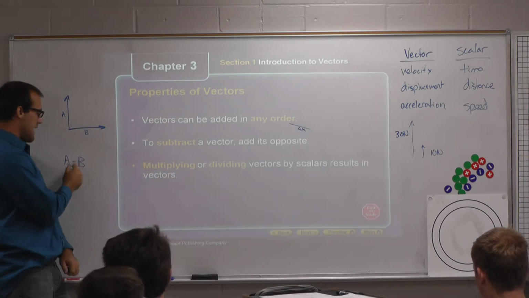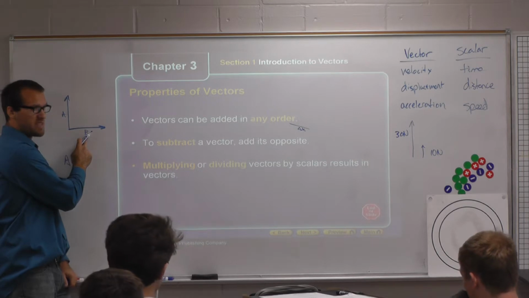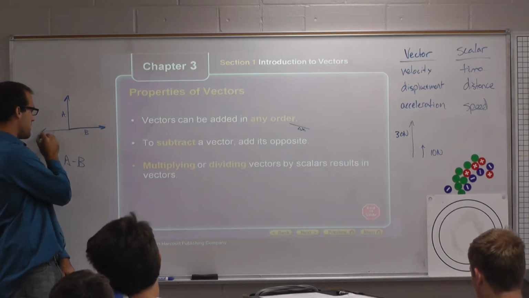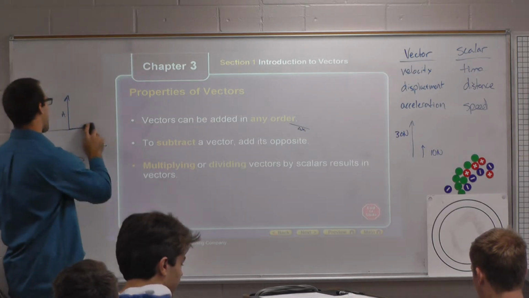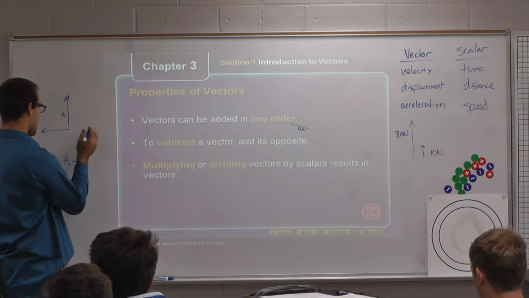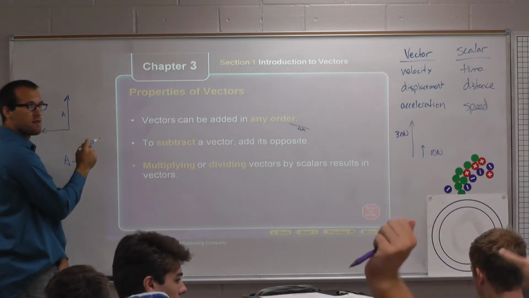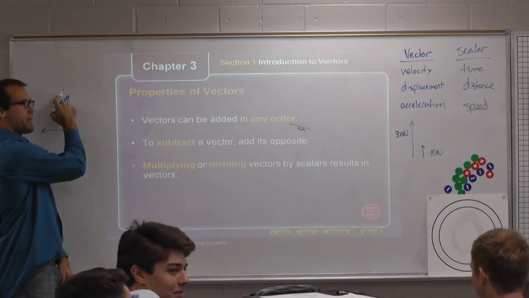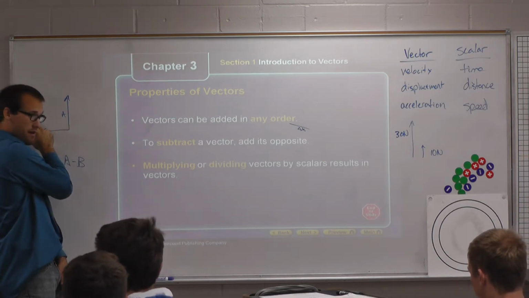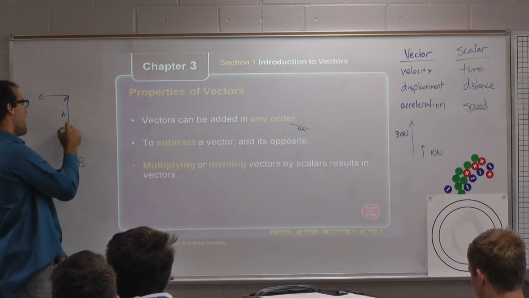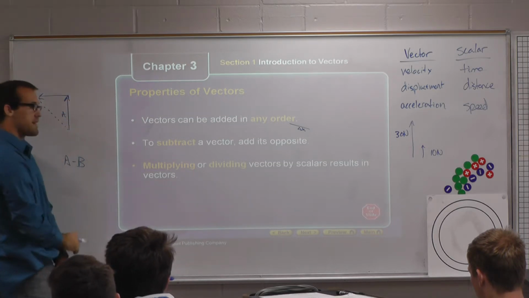If I'm doing negative B, it'd be the opposite of B. Flipped, so it's the same magnitude, but flipped, and then I'm going to have to change the sign. It's tail to tail right there. Then I'm going to move in parallel, either up here or move this over here, doesn't matter. So this would come up here, and that would be subtracting B from A.